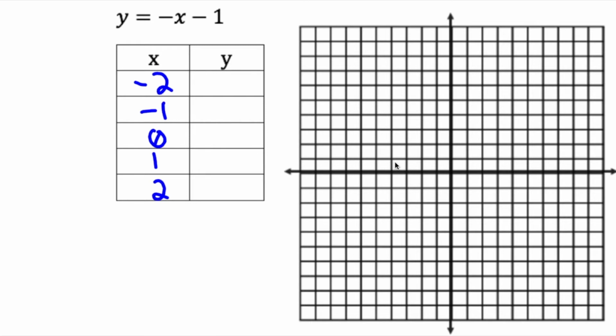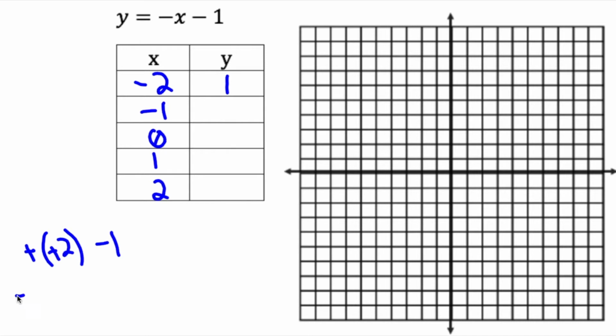All right, so let's plug -2 in. So what we're doing here is we're going to do negative, and then x is -2, and then we have -1. So we're going to plug in -2. So what do I get here? Well, these are a double negative, so that's a +2. +2 minus 1 is 1.